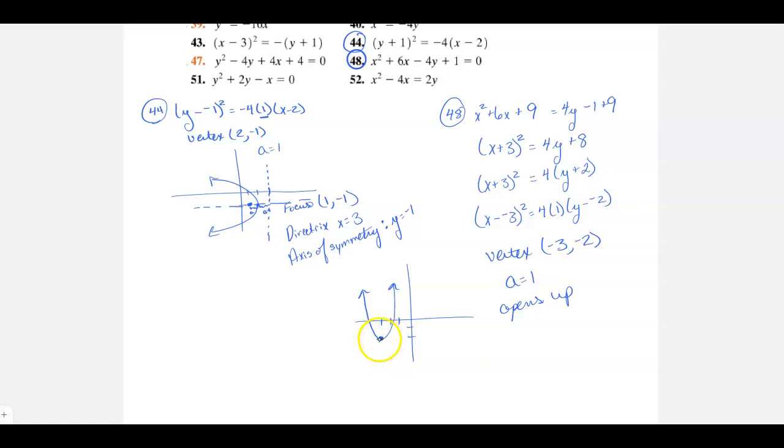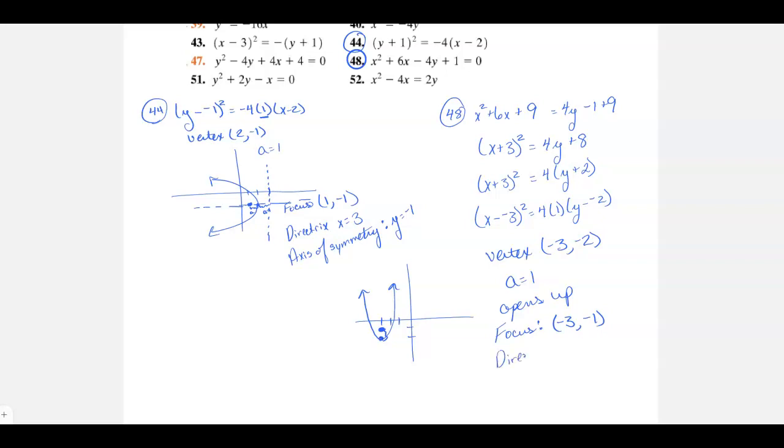So here's our picture. This is at (-3, -2). If I want to find the focus, it lives inside of the quadratic, and we're moving up 1 unit. So if I move up 1 unit, I'm going to be at this point, which is (-3, -1). All we did was add 1 to that y value.